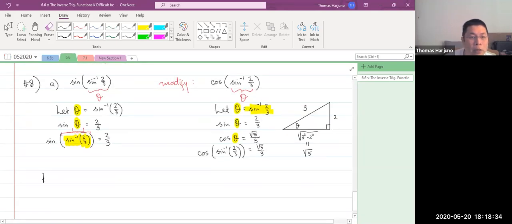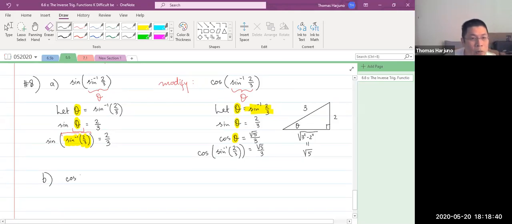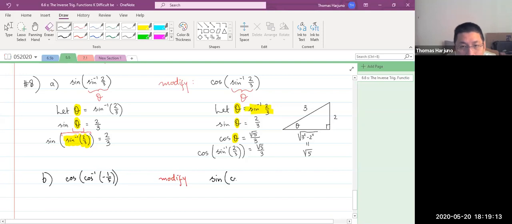Now, how about part B? Cosine inverse of -1/5. You try that. Once you're done, I want to modify it to, let's say, sine of cosine inverse of -1/5.